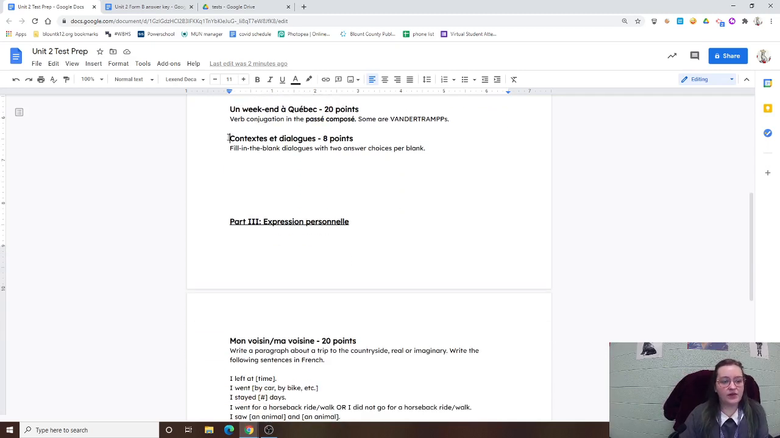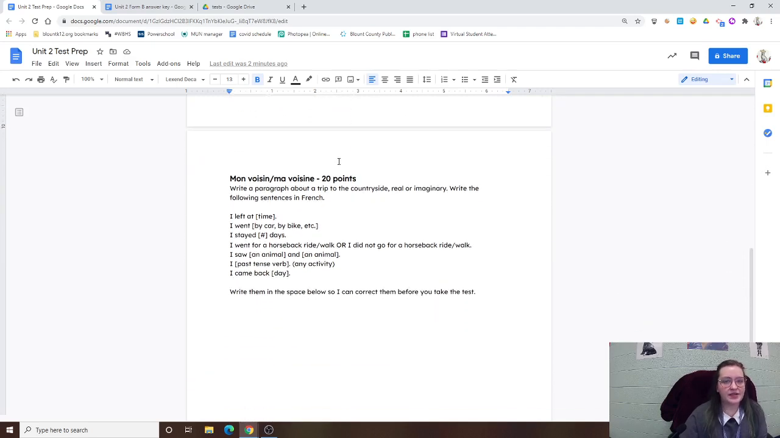Then there's another one of the context and dialogue sections where you have 2 options per blank in a little dialogue section. There's a section like that on Unit 1 test. There's a section like that on your 2.8 quiz. So you all are familiar with this by now.